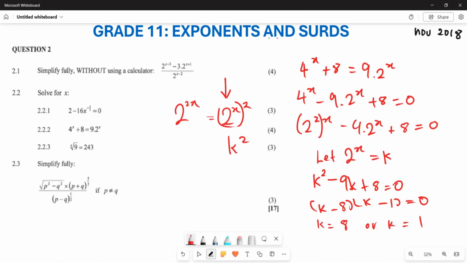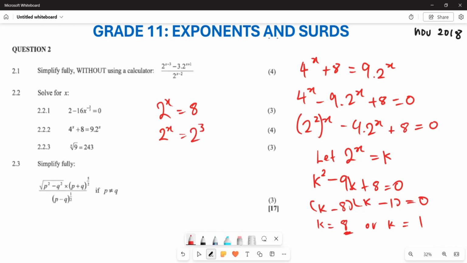And now that you have that, what is it that you're going to do now? Remember, you are solving for x, not k. So you're going to come back now and substitute back. Remember, you said 2 to the power of x is equal to k. Now you found out that your k is equal to 8. So you're going to say this is equal to 8. So which means 2 to the power of x is equal to 2 to the power of what? 2 cubed. Because your 8, when you write it in factor form, is the same as 2 cubed. So now that you have the same bases, your x is going to be equal to 3.